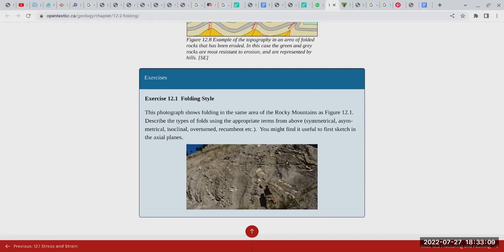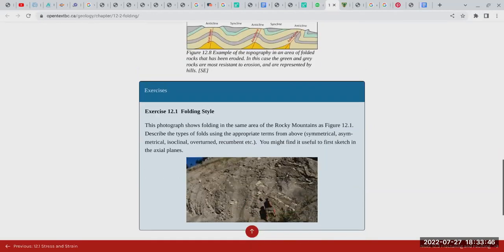I'm not meeting you for a physical lab, so this is going to be a lab activity. I really want you to do it. And at some point in time, I'm going to be asking people to show me a picture of them sketching in the axial plane, sketching in the limbs, and identifying the anticline, syncline, etc. I have to name which of them are the anticlines and show me the synclines. It's very important that if you're seeing isoclinal, overturned or recumbent folds in it, you know what all of those are. All right?